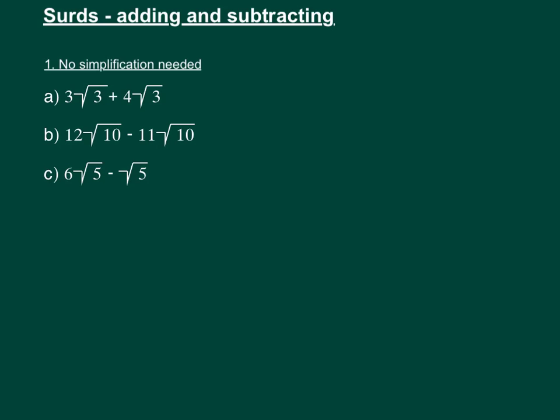For A we've got 3 root 3 plus 4 root 3. Now we treat this like we would treat any sort of algebra. So if we imagine that this was 3x plus 4x, then that would give us 7x. So this is just exactly the same. We've got 3 root 3 plus 4 root 3, which is just 7 root 3.